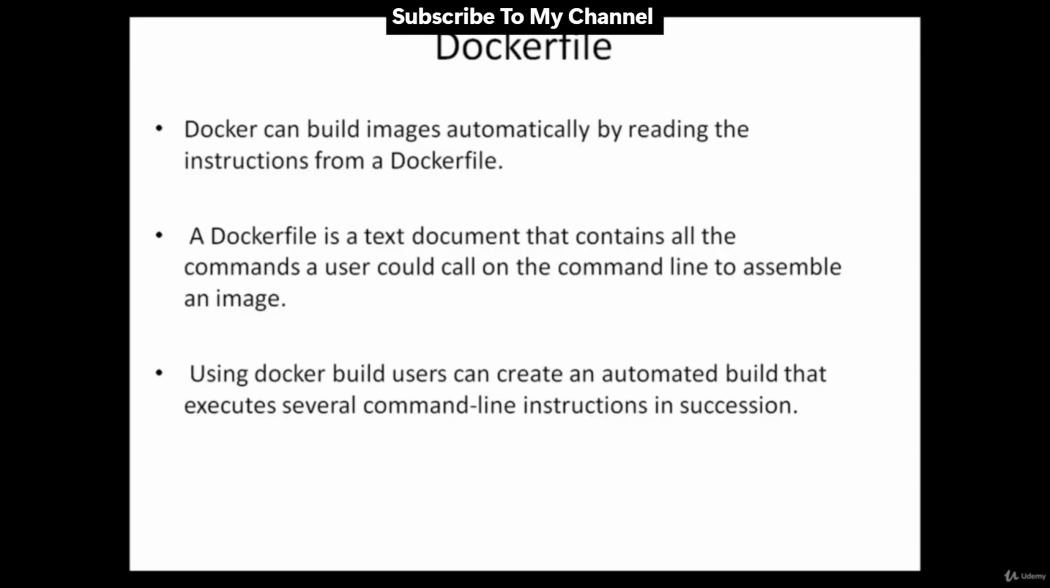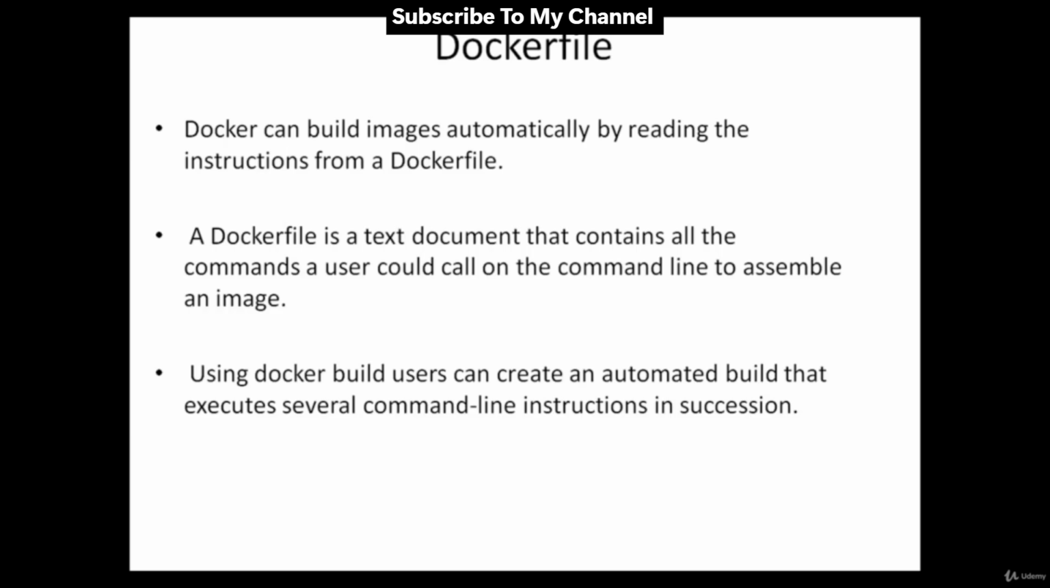Docker can build images automatically by reading the instructions from a Docker file. Instead of having all the instructions and creating it by hand, we can also add these instructions into a particular Docker file, so you don't have to remember all the instructions or commands. A Docker file is a text document that contains all the commands a user could call on the command line to assemble an image. So it is nothing but a text file which contains a set of commands to build a particular image.